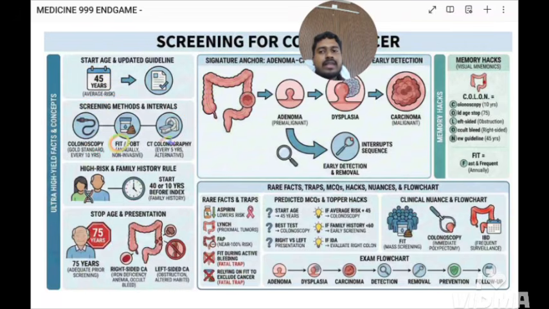Then the FIT test. FIT means fecal immunochemical test, which is done annually and is non-invasive. CT colonography, using a CT scan, is done every 5 years, as an alternative to colonoscopy. In high risk, if there is a family history of familial adenomatous polyposis, or a history of colorectal carcinoma, you start at 40 years or 10 years before the index case. Next, you should stop by 75 years, because after that there is no need for screening.